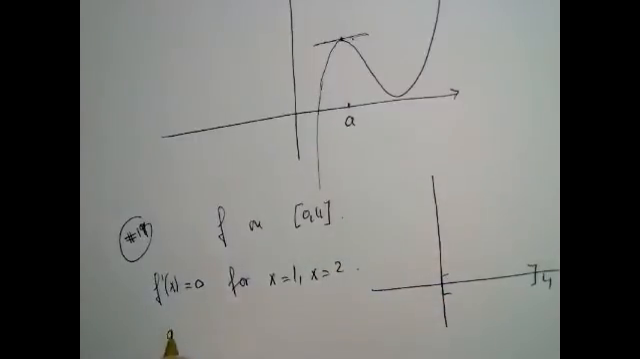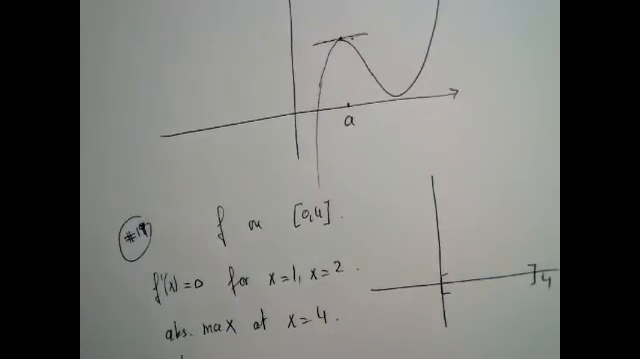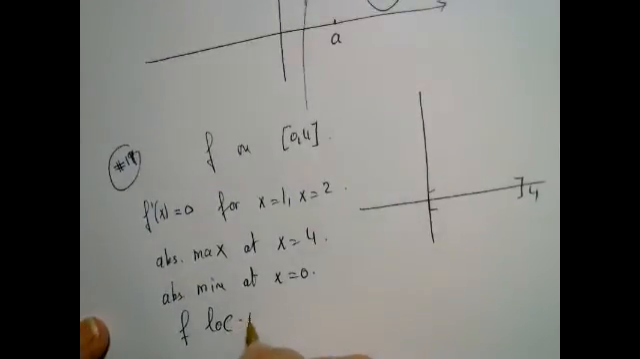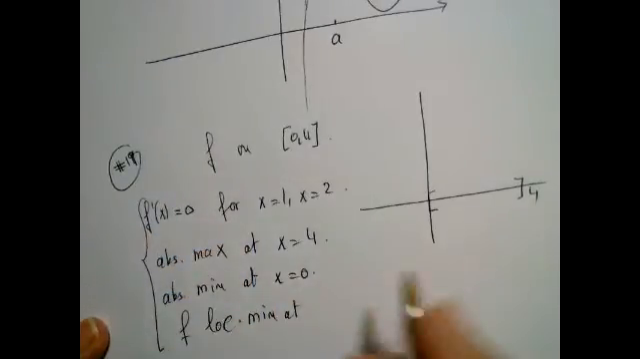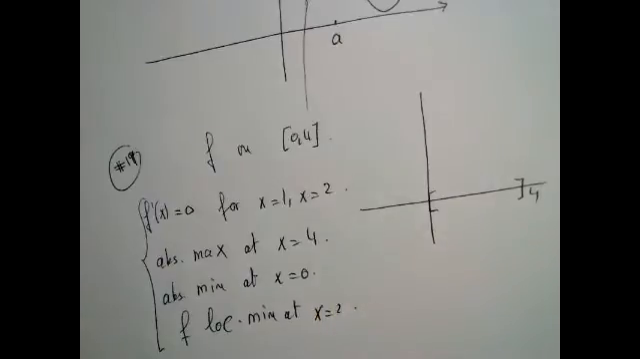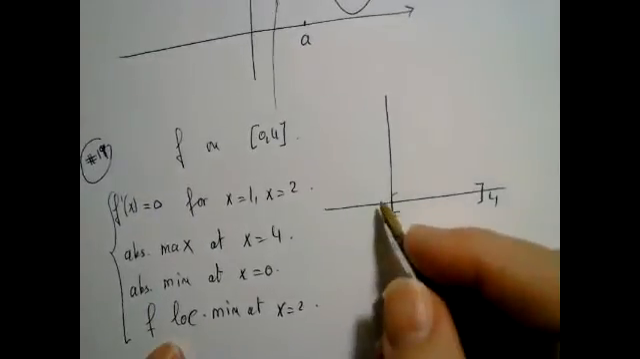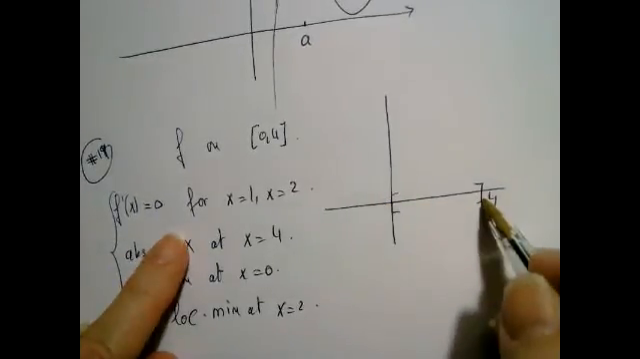And we want it to have an absolute maximum at x equals 4. We want it to have an absolute minimum at x equals 0. And we want to have a local minimum at x equals 2. Okay, so we want a special behavior at each one of those values. So we want the domain 0, 4.